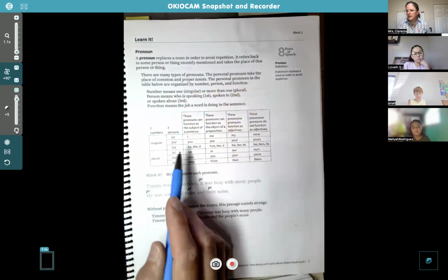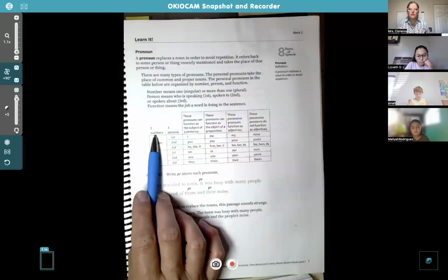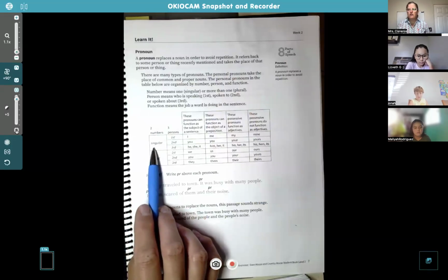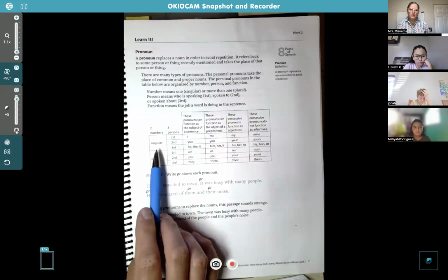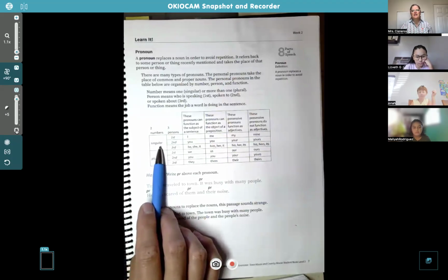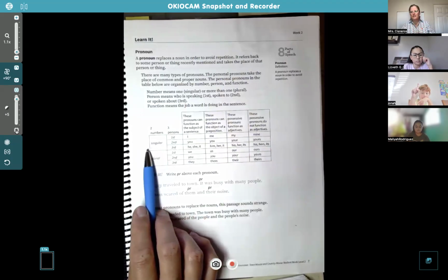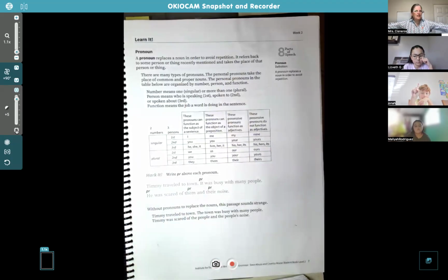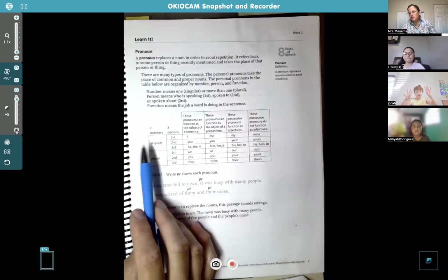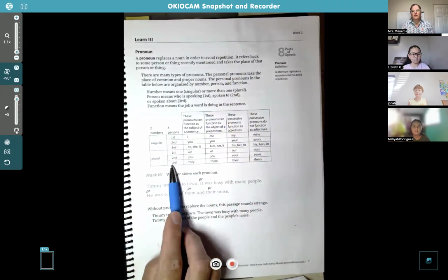So if you look at this table over here where it says numbers, it says singular and plural. So show me on your hands how many is singular? How many is that? Good. That's only one. That's right. And then plural is anything more than one. Could be two, or it could be a million, or three, or five, or 10. Yeah, any of those. Okay, good. So you know that. And then here we have person.